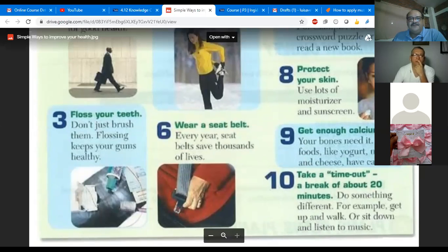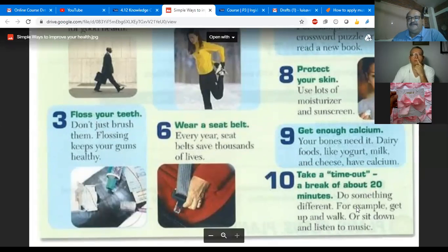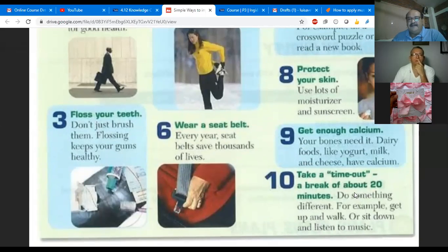Okay, next one. Yes, moisturizer. Humectantes. Crema humectante. La piel. Protector solar. That's correct.